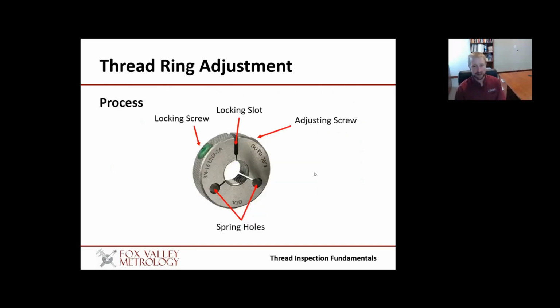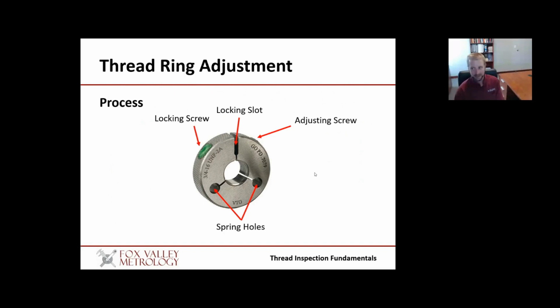So basically the process of how you would go about adjusting an adjustable thread ring is not super complicated. There's a lot of really good resources available to you out there. Today we're not going to be showing a full demonstration of this, but I can walk through really quickly how this actually works. So it essentially boils down to this. First and foremost, you're going to open the locking screw. Secondly, you're going to adjust the adjustment screw clockwise to turn the ring open to a larger diameter than what the actual plug itself is coming into.